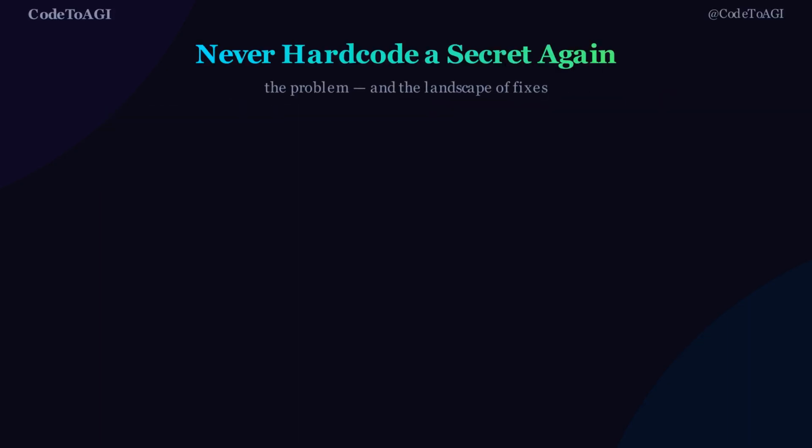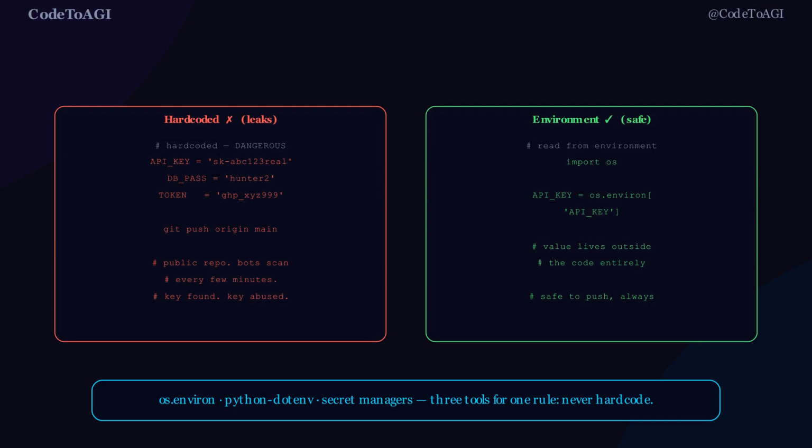Every beginner starts the same way, passwords typed directly in code. API_key equals the actual key, sitting right in the Python file. Push that to GitHub, bots scan public repos for keys every few minutes. The fix: never hardcode secrets. Read them from the environment instead.